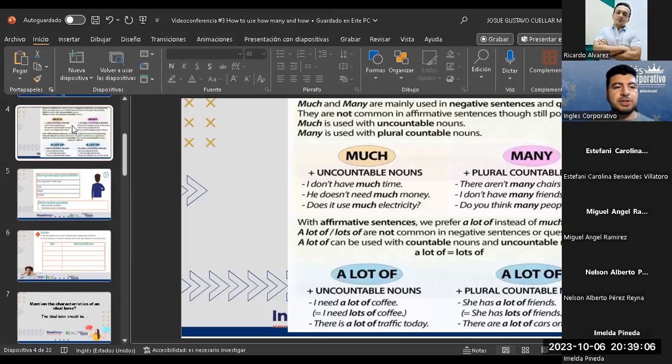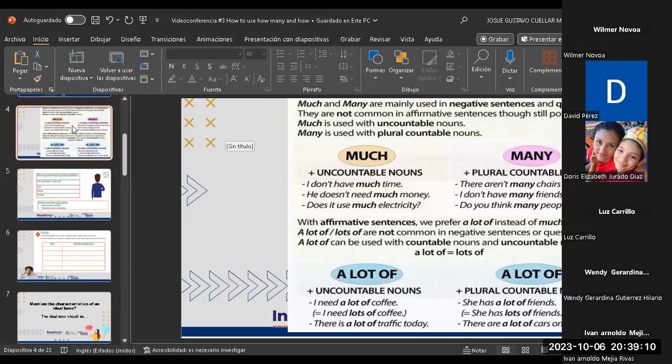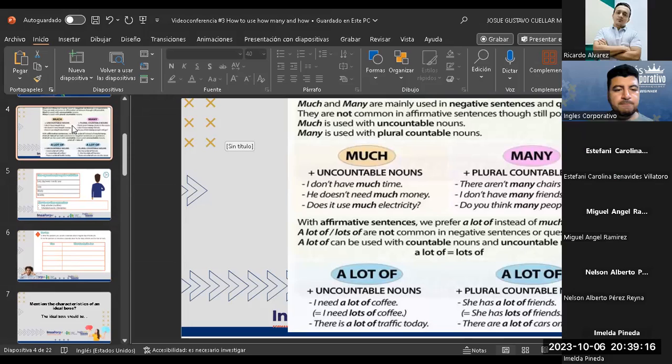Con esto. Much and many. Tal vez podemos tener... a ver si me ayuda. Let me see. Stephanie, ¿podrías ayudarme? Could you help me, please? Yes. Okay. Sería esto. Okay.